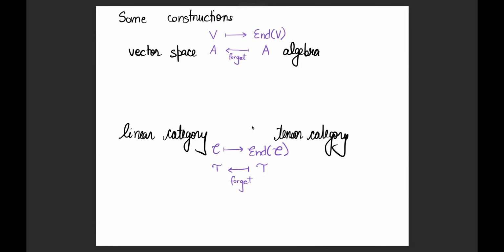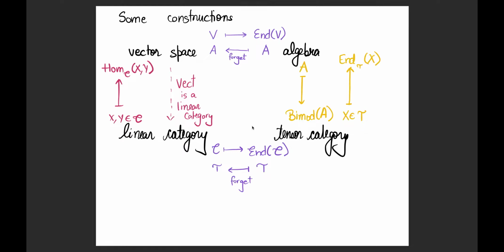Okay, so I'm going to just highlight some very basic constructions in the algebra land. So if I have a vector space, I can take its endomorphisms and recover an algebra. And if I have an algebra, I can forget that it was an algebra and have a vector space again. And similarly for tensor categories and linear categories. There are some other things I can do. If I have an algebra, I can take its bimodule categories and it will be a tensor category. And given a tensor category and an object in it, I can recover an algebra by taking the endomorphism.